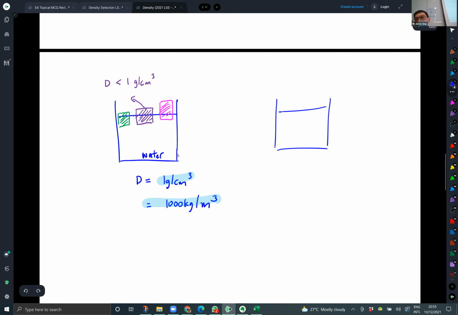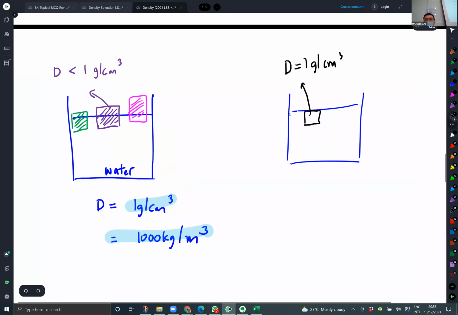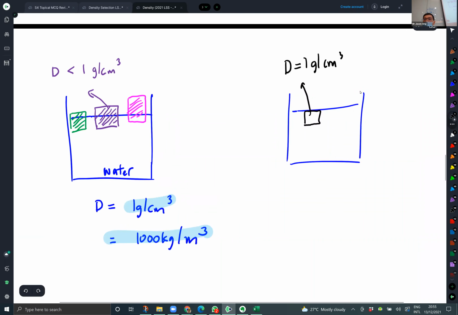Now, what do you think if I have an object where the density is actually 1, exactly the same as the density of water? Where do you think you can find this object? Do you agree that it can be like this without any protrusion, no protruding parts, right? Yes? Now, this is not the only answer. This is not the only answer.